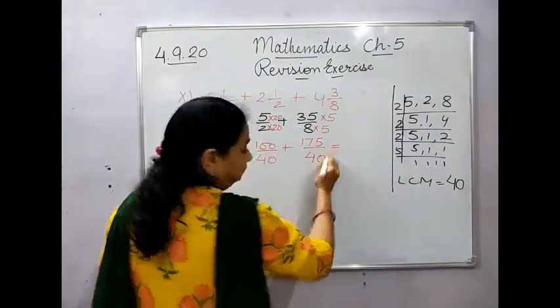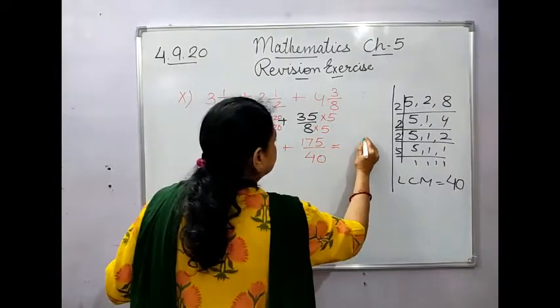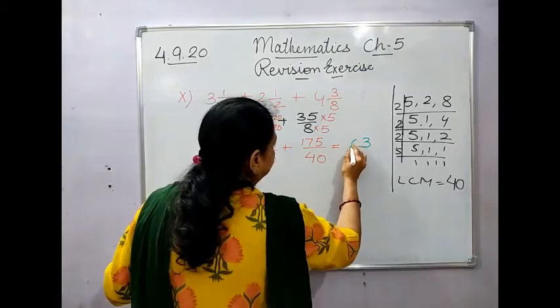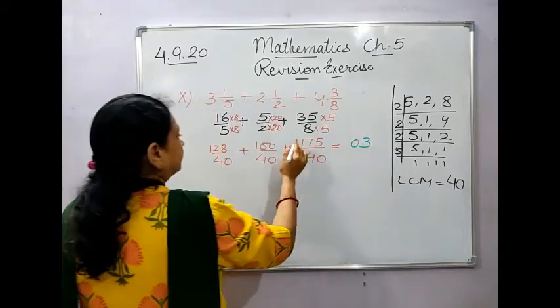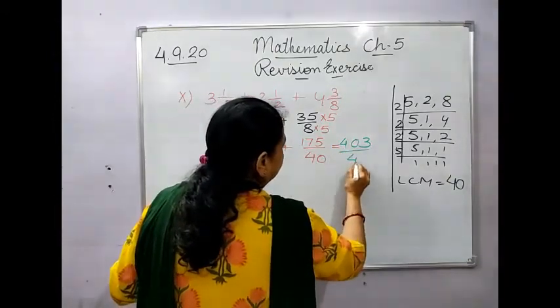So it will be 8 0 and 5 is 13. 1 carry, 7 and 1 is 8, 8 and 2 is 10. 1 carry, 1 2 3 4 upon 40.